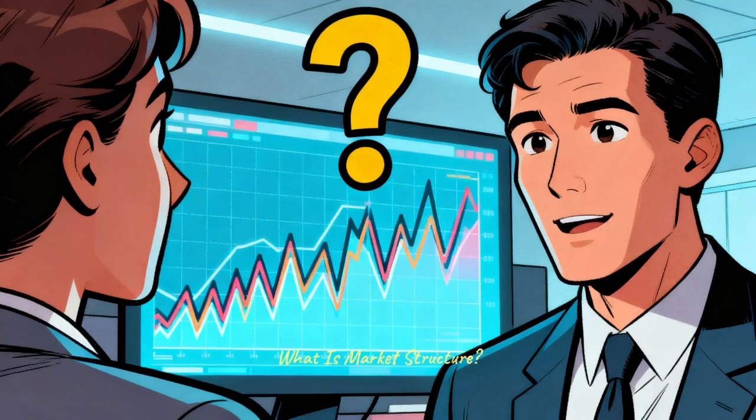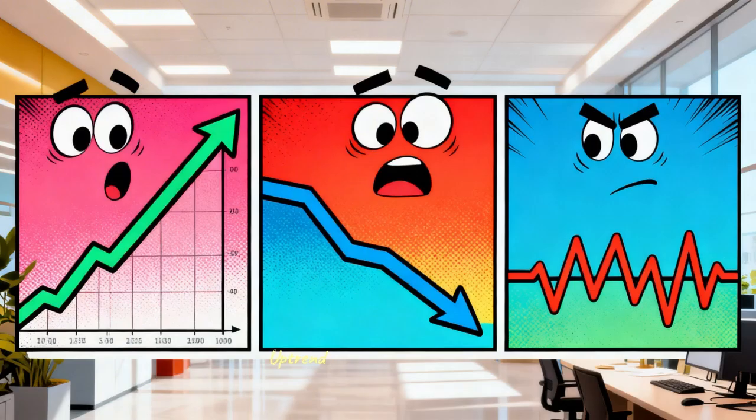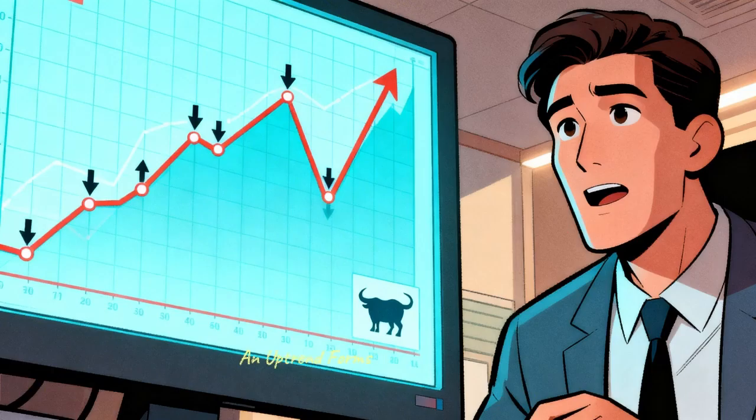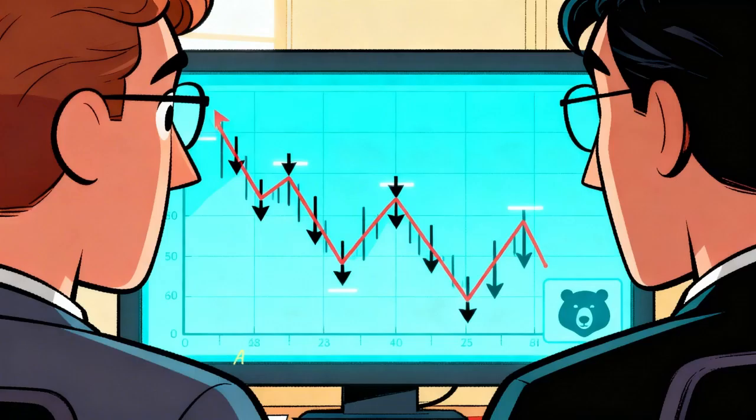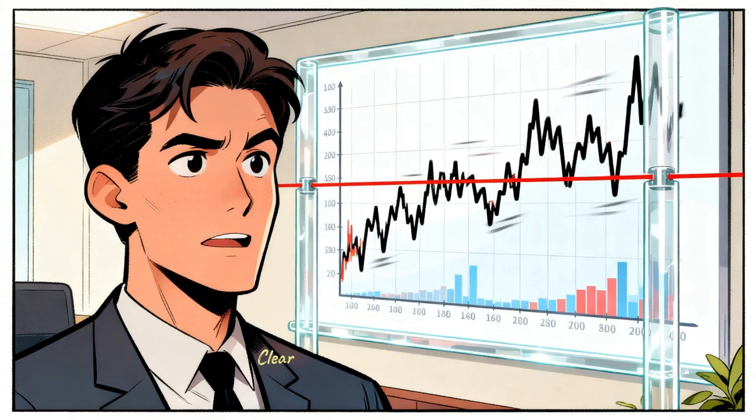What is market structure? Market structure is the pattern price creates as it moves. The market moves in 3 ways: uptrend, downtrend, or sideways, a range. An uptrend forms when price creates higher highs and higher lows. This means buyers are in control. A downtrend forms when price creates lower highs and lower lows. This means sellers are in control. If price is not making clear higher highs or lower lows, it is ranging.